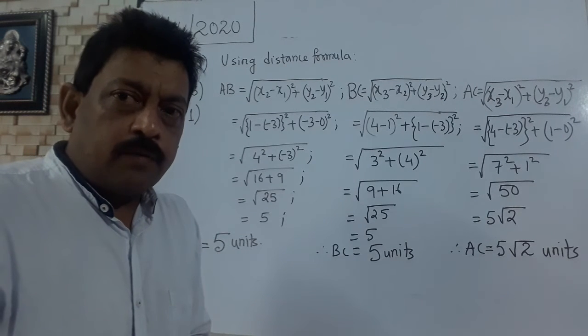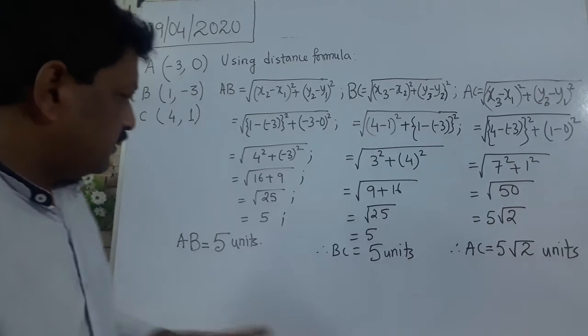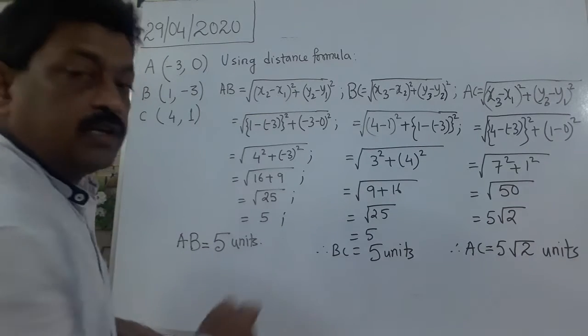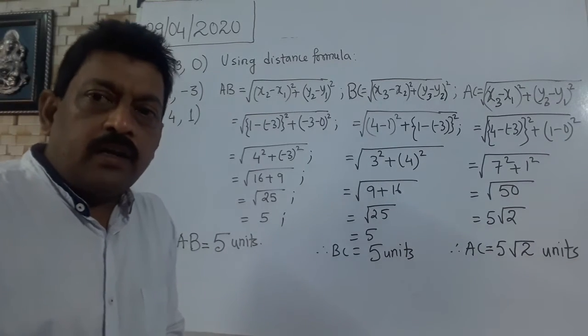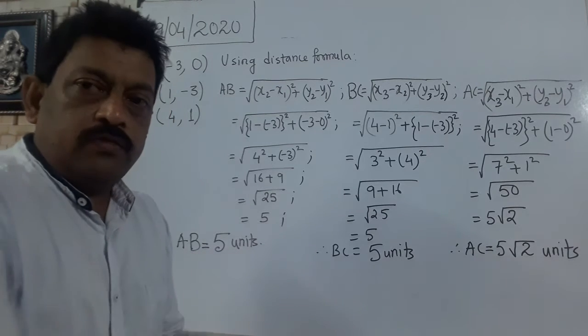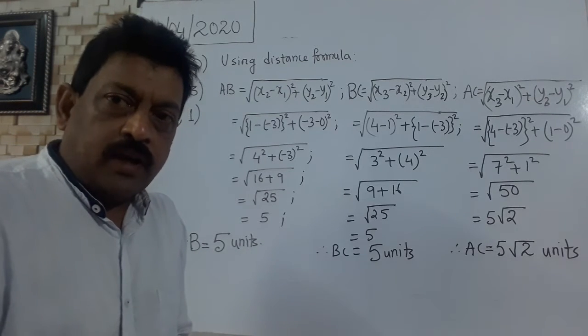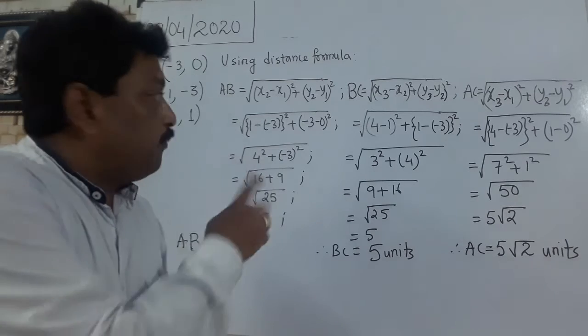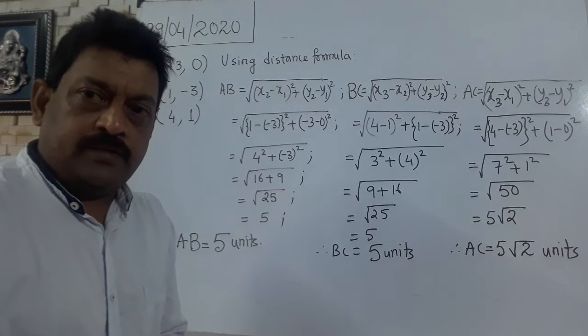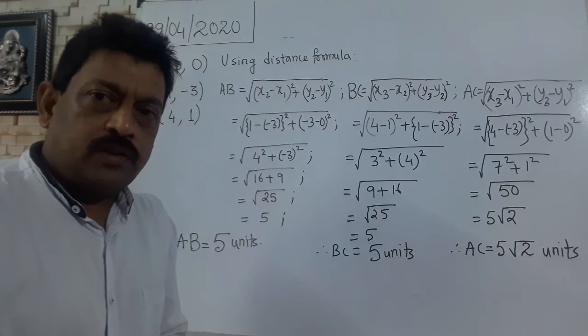Now what is the type of triangle formed here? You can easily see that AB and BC are equal. So in a triangle, if two sides are equal, then it is an isosceles triangle. So the triangle formed by joining these 3 points A, B and C is an isosceles triangle.